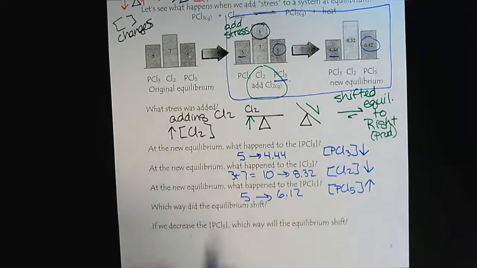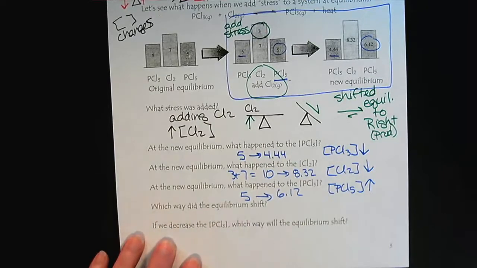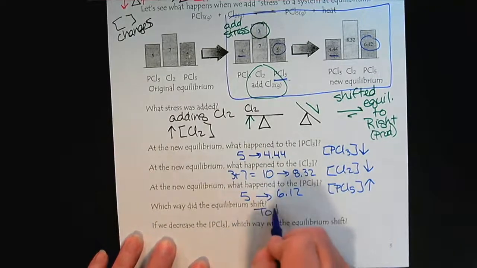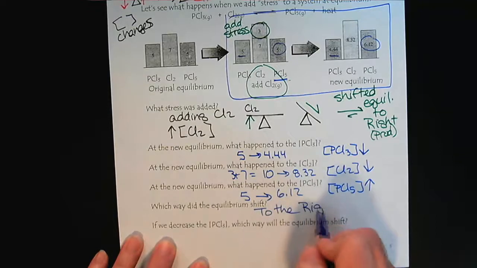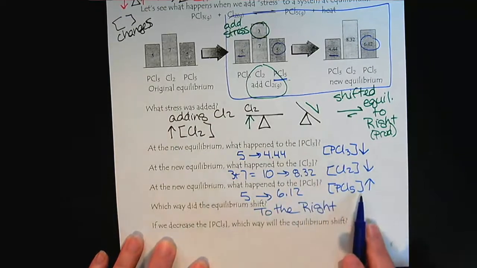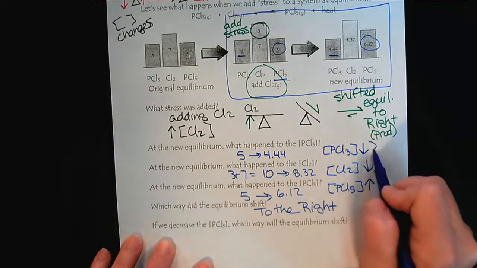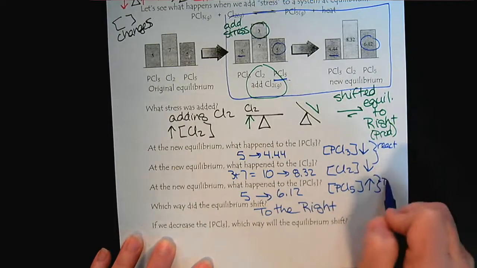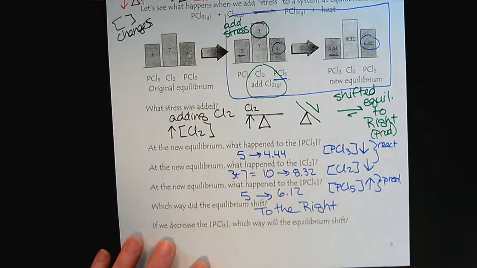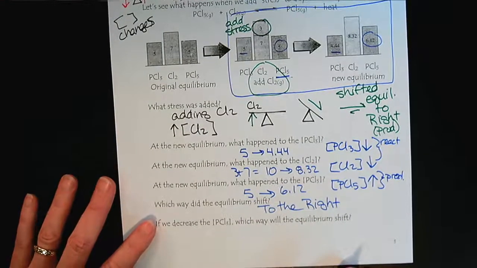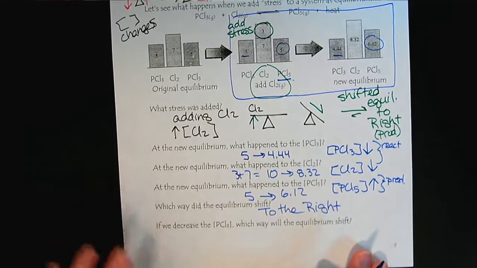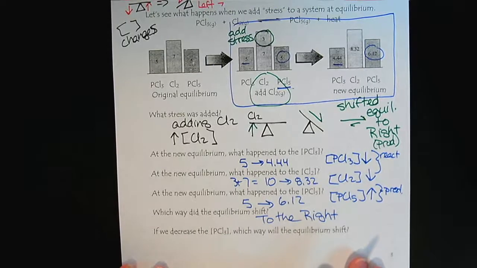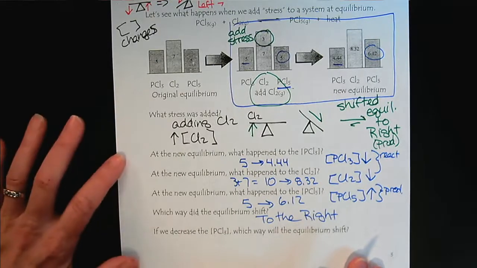Right? So just to really re-emphasize, which way did the equilibrium shift? To the right, to favor product formation. Right? So reactants and products. All right, so let's do one more example with concentration before we move on to temperature.